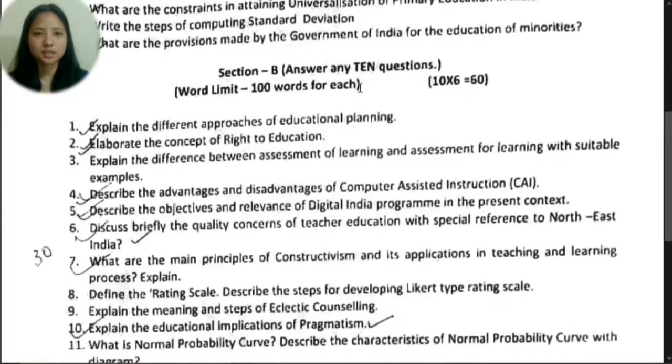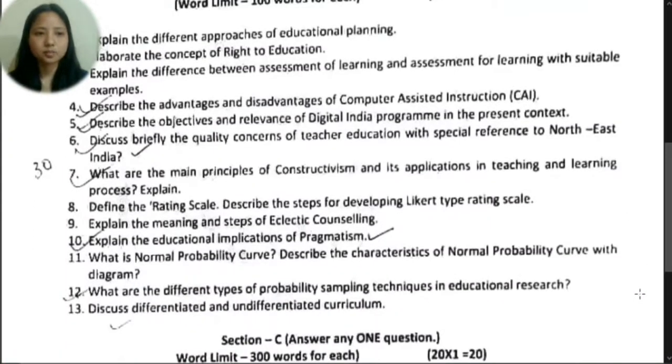In the second section, you can see that one has to write 10 questions, each carrying 6 marks. So the first question is, explain the different approaches of educational planning. Next question is, elaborate the concept of right to education. The next question is, explain the difference between assessment of learning and assessment for learning with suitable examples. The next question is, describe the advantages and disadvantages of computer-assisted instruction. The fifth question is, describe the objectives and relevance of Digital India program in the present context. The next question is, discuss briefly the quality concerns of teacher education with special reference to Northeast India.